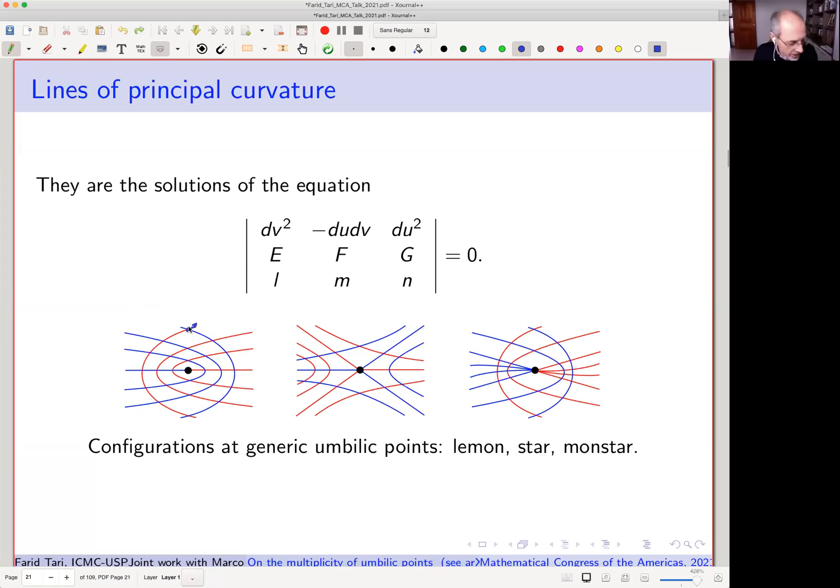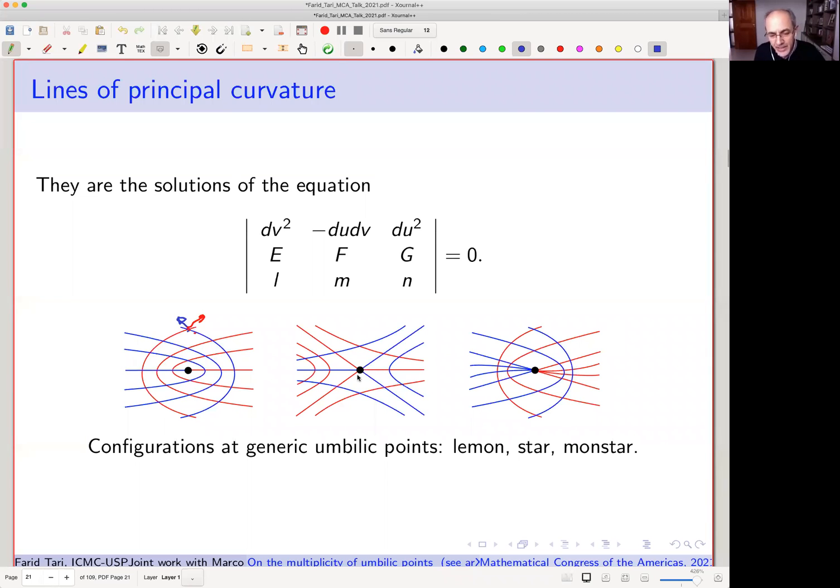One is blue, and the other is red. Just to separate them, I put two colors. So one is blue, and the other is red. And you integrate these directions, you get the lines of principal curvature.